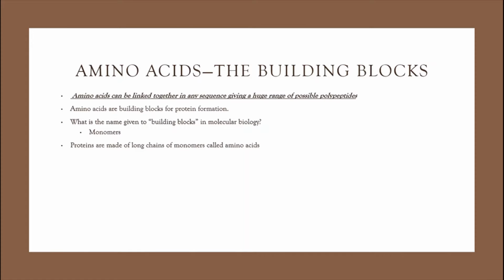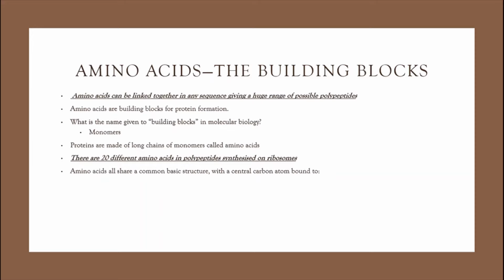So proteins are made of long chains of monomers called amino acids, and there are 20 different amino acids. And these amino acids can combine together in different ways, and that gives us a huge variety of possible polypeptides. So amino acids share a common basic structure.